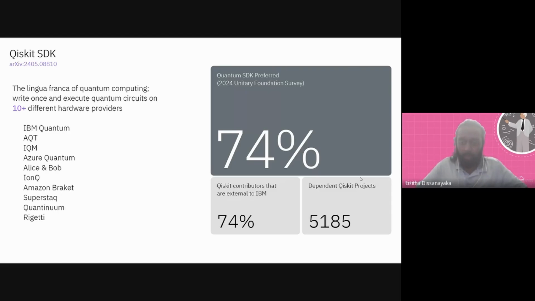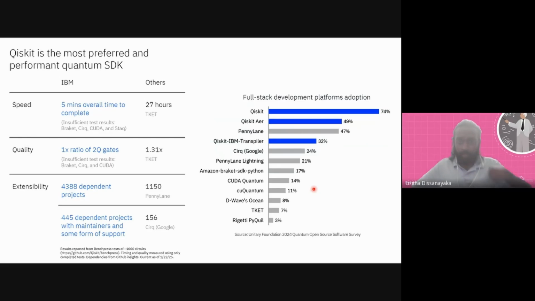About 74% of Qiskit contributors are from outside of IBM, showing it is used and supported by a large community. There are also over 5,000 projects that depend on Qiskit, providing a wide impact for the world. These are the benchmarks of the Qiskit SDK. In the speed test, it can complete tasks in around 5 minutes, while some competitors take about 24 hours.